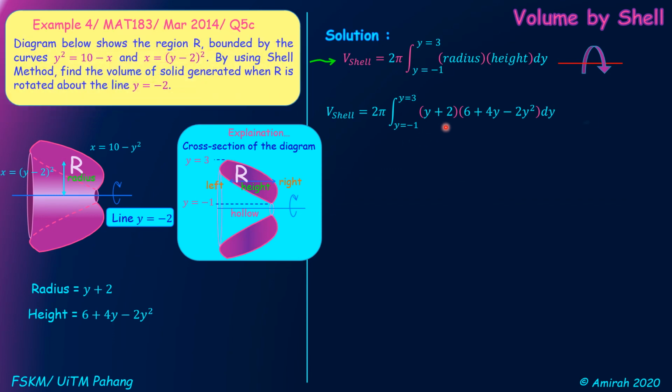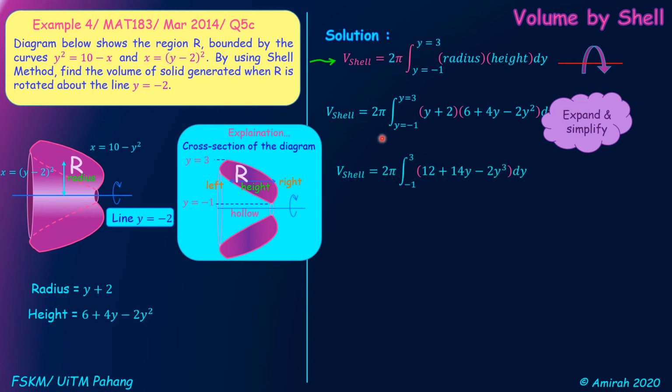From here, we can expand and simplify, so we expand one by one. After we expand and simplify, we get this. We still have 2 pi here, and we get 12 plus 14y minus 2y cubed.